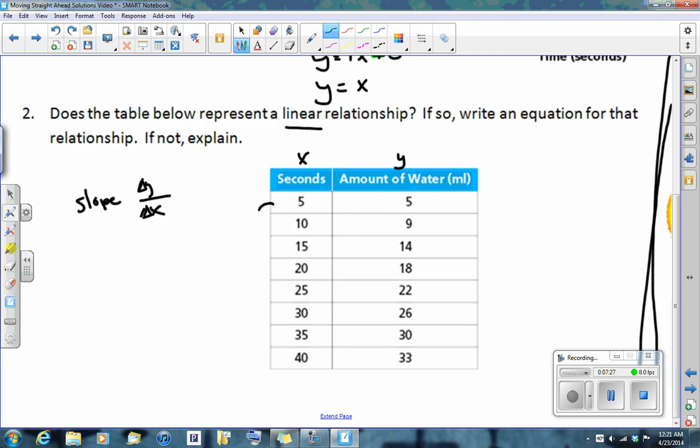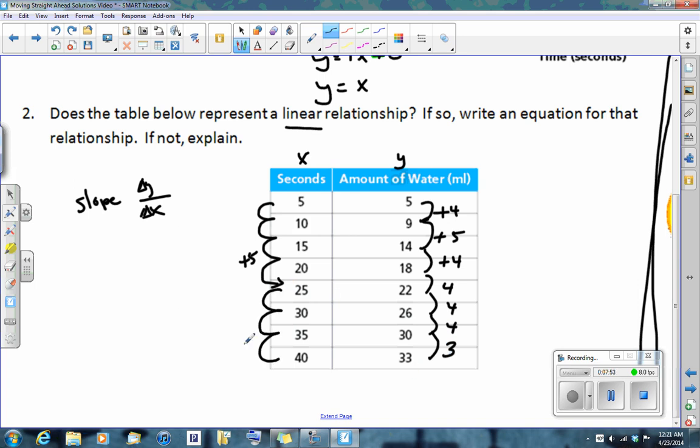The change from x to x to x is, they keep adding 5. It's constant. Over on this side, we add 4, and then we add 5, and then we're back to 4, and 4, and 4, and then 3. Okay, so I guess it would be worth checking. Yep, these are always 5. So this side is constant, the x, the run. But over here, it is not.